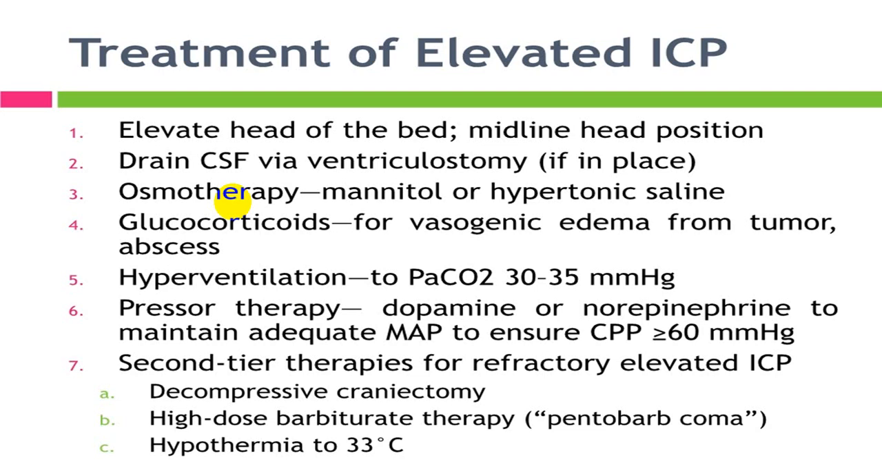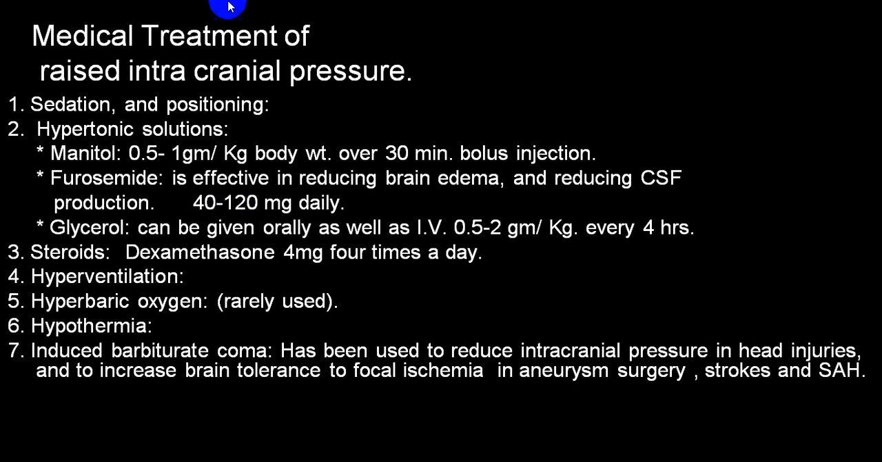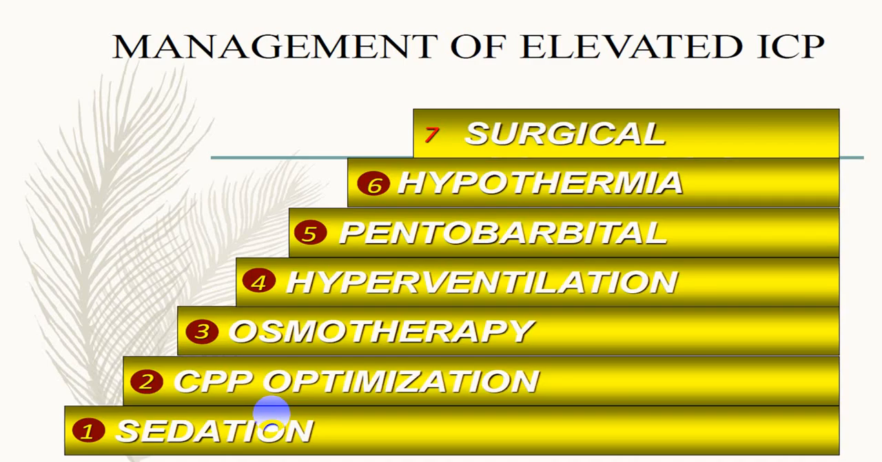If you reduce the body temperature to 33 degrees centigrade, that will also be helpful in a person with raised intracranial pressure. So sedation, position, hypertonic solution, steroids, hyperventilation, hyperbaric oxygen, hypothermia, and barbiturate coma. These are in general the different modes of treatment in raised intracranial pressure. So right from sedation, positive pressure ventilation, osmotherapy, hyperventilation, phenobarbital coma, hypothermia, and last resort is surgical intervention.